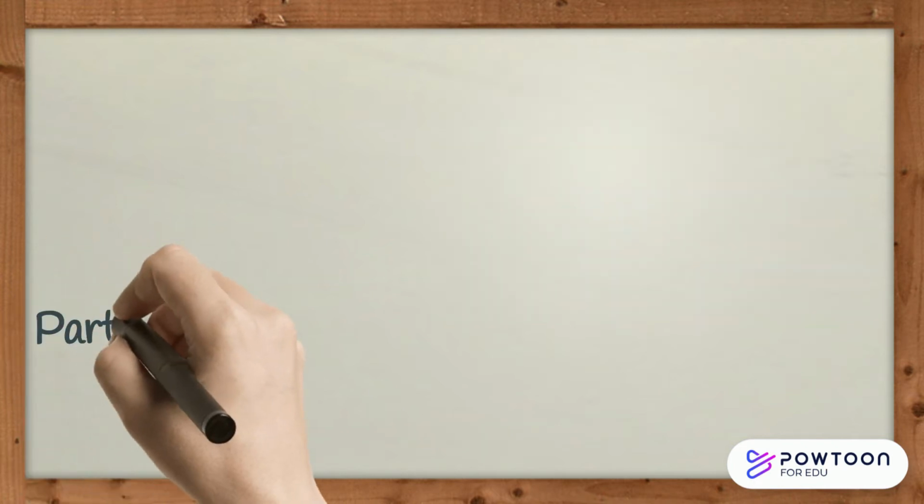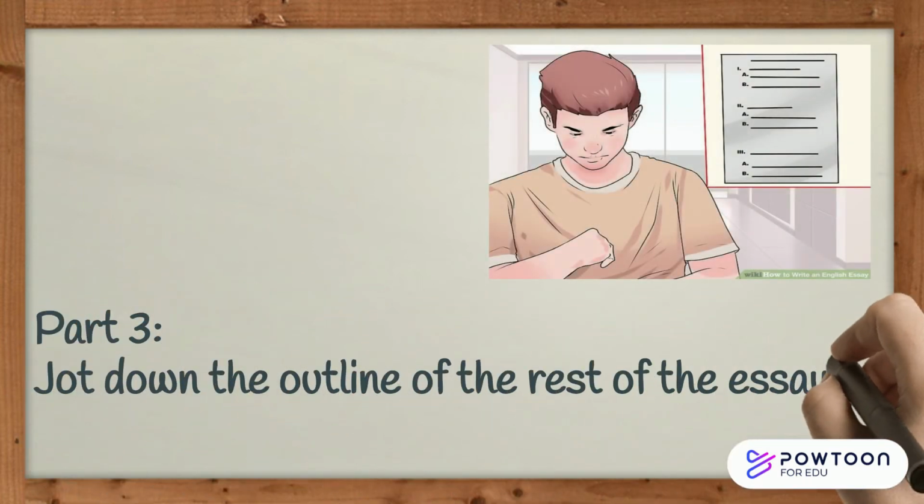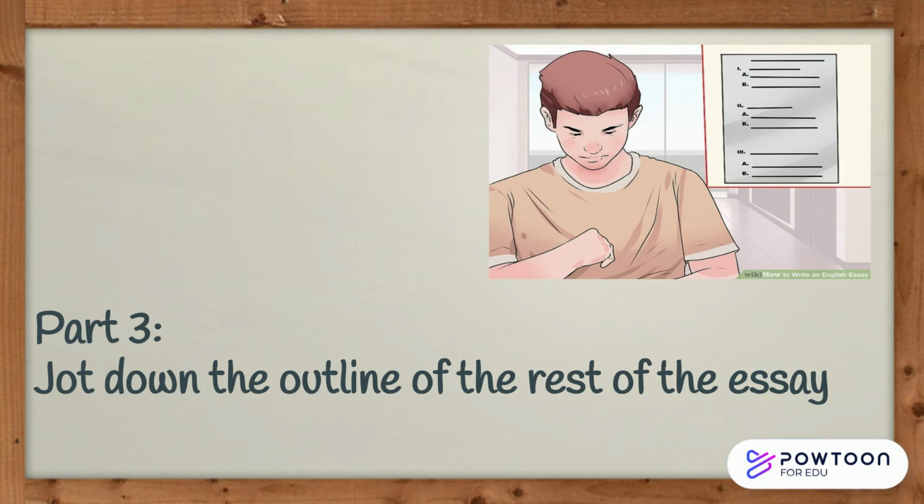Now that you have outlined your introduction, you have to now outline the rest of the essay. Outlining includes jotting down the main points using your notes and the research you have done. You may jot it down in a bubble shape or in a numbered list. It's up to you.